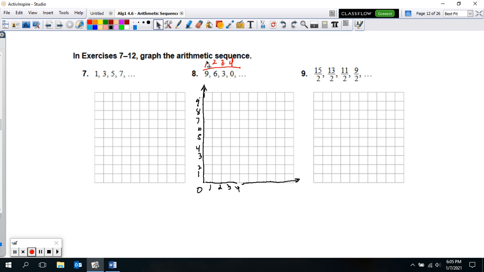And then just like ordered pairs, this is a 1, 9 ordered pair. So 1 and 9 is going to be right up there. And then 2, 6 will be just below it. And then 3, 3. And then 4, 0. And you can see that they all line up. If we were to take a ruler, these would all line up to be a straight line. That's what an arithmetic sequence is. It is a linear function with your ordered pairs. All right, let's go on to number 10.